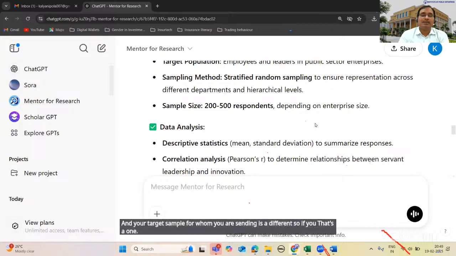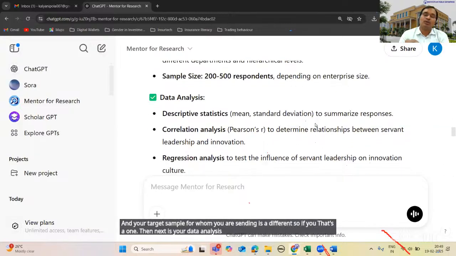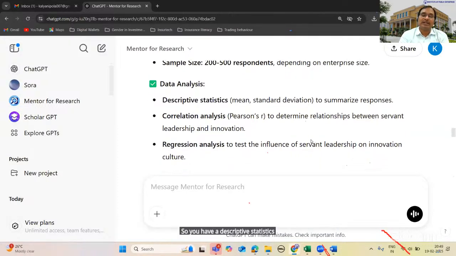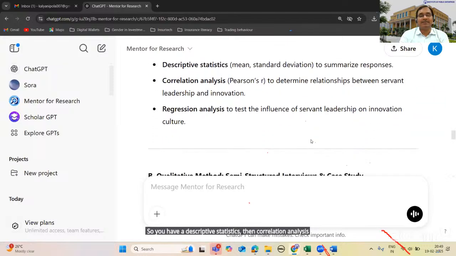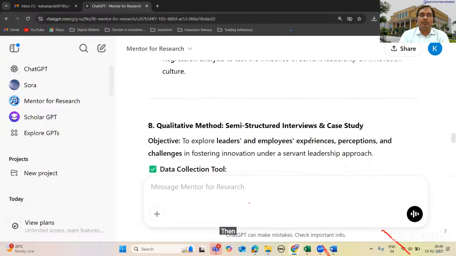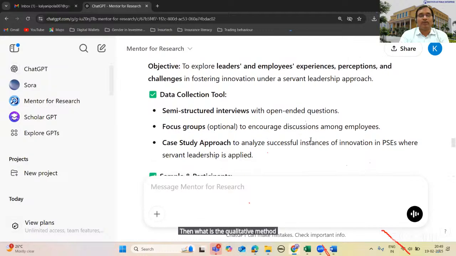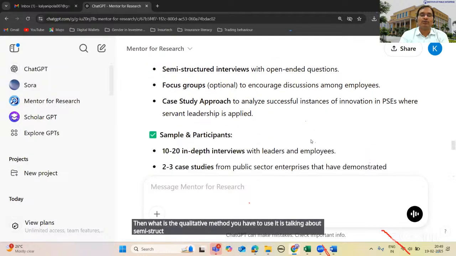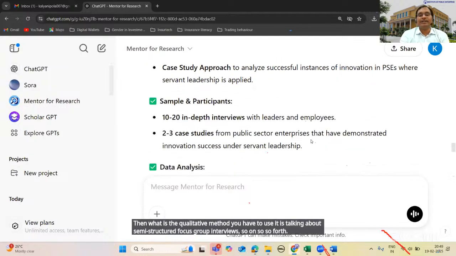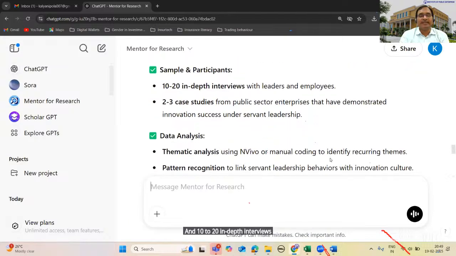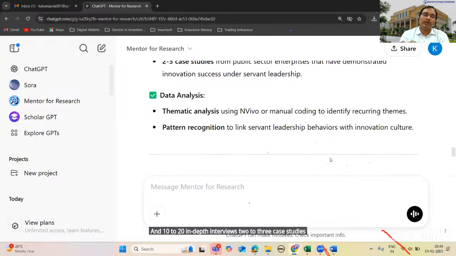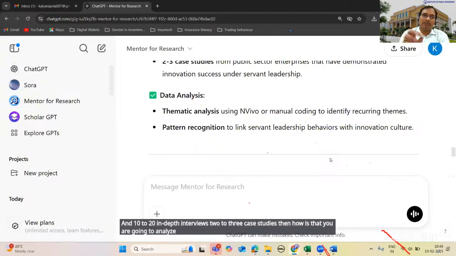Then next is your data analysis. It is also suggesting what kind of analysis you have to use. So you have descriptive statistics, then correlation analysis, regression analysis. Then what is the qualitative method you have to use? It is talking about semi-structured focus group interviews, and 10 to 20 in-depth interviews, 2 to 3 case studies. Then how you are going to analyze your qualitative data: thematic analysis and pattern recognition.